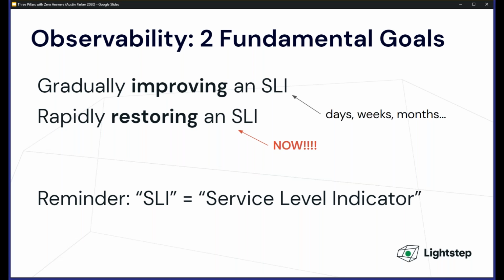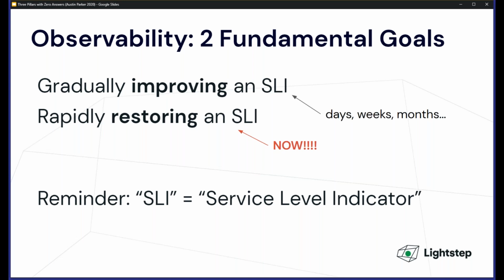Now, the second goal is to rapidly restore an SLI. So let's say my service is running fine. It has pretty stable performance, but all of a sudden, something's out of whack. Response time jumps 2, 5, 10x, and it's impacting users. It's impacting people that are consumers of my service. So I need to fix that as soon as possible. Now, usually that means that I need to undo something, right?